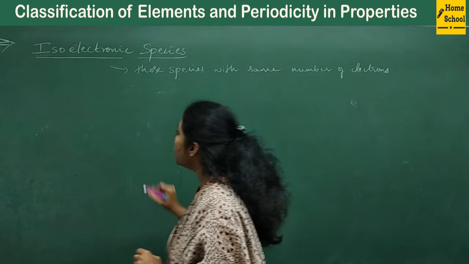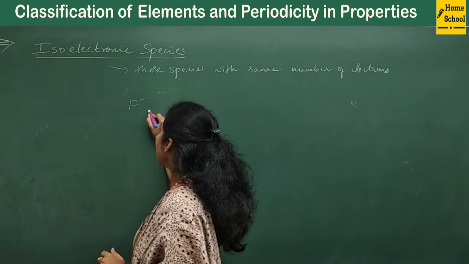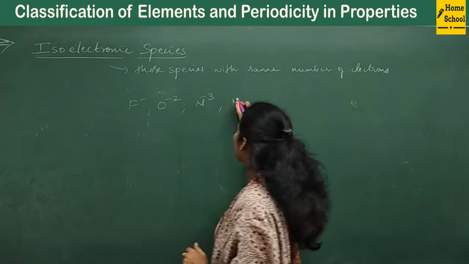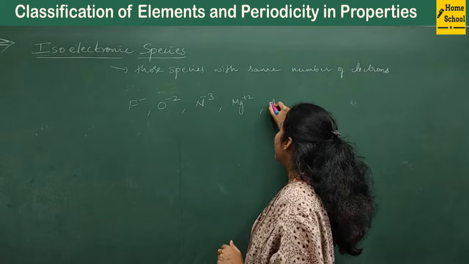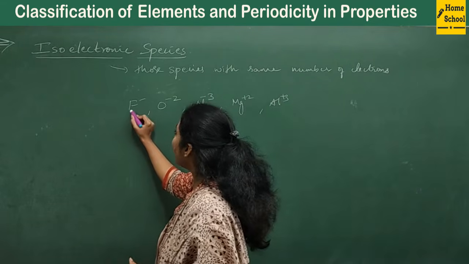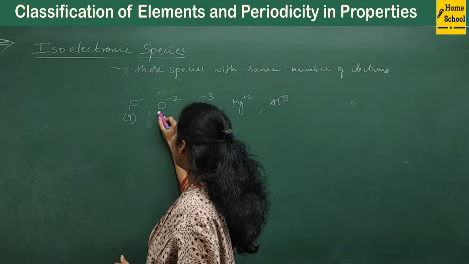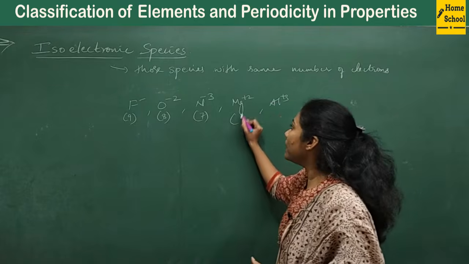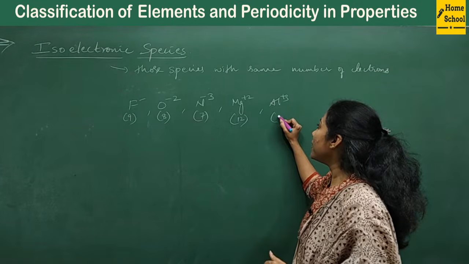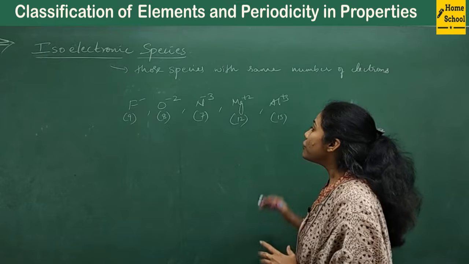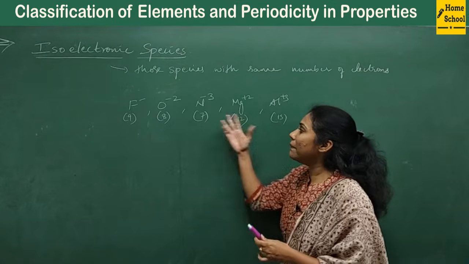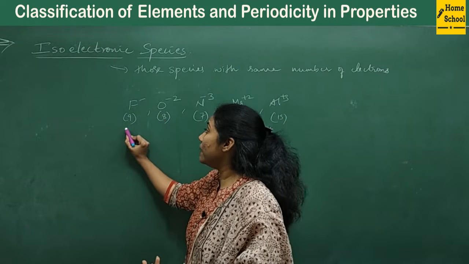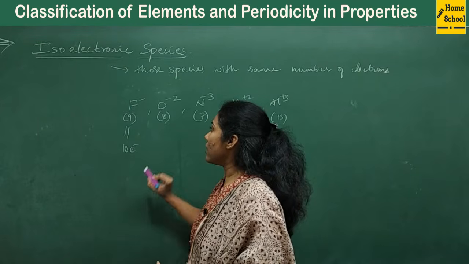For example, just observe these ions: F minus, O minus 2, N minus 3, Mg plus 2, Al plus 3. Here the atomic number of fluorine is 9, oxygen 8, nitrogen 7, Mg 12, Al 13, right? So what is common here? Atomic numbers are different, but you see F minus means what?